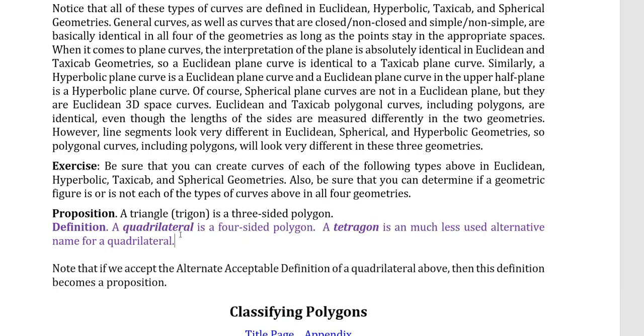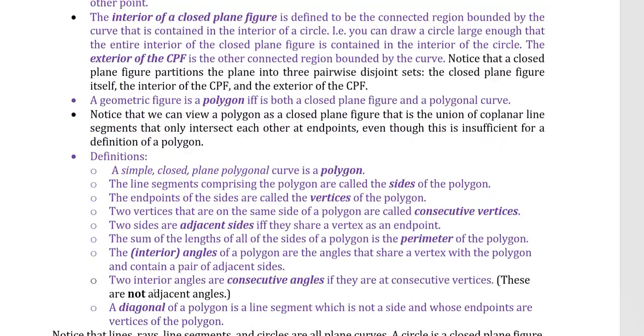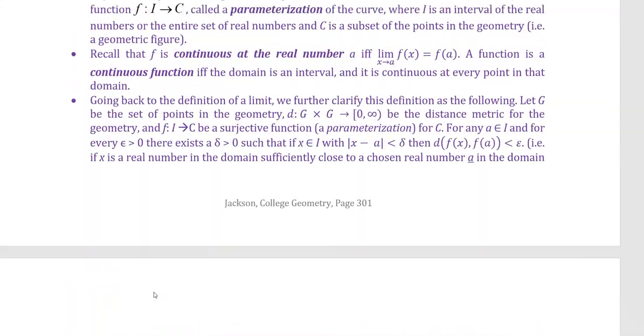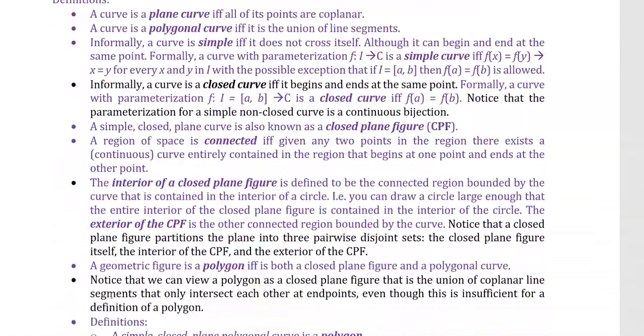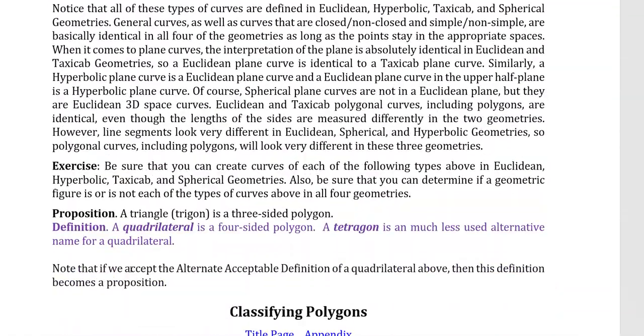Okay, and if we take this as the definition, then this alternative definition up here, this one here, could be proved as a proposition. Or if we take this as a definition, and once we get all these other definitions here, we can prove this as a proposition.